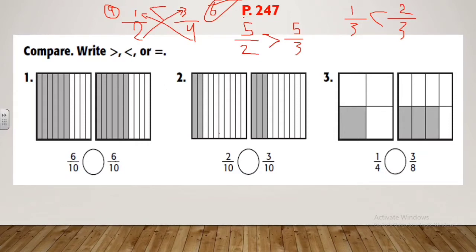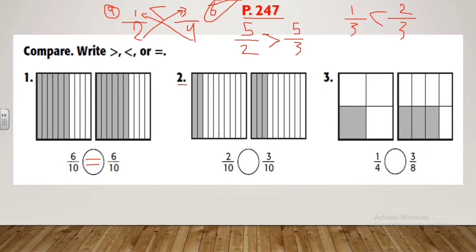So let's get back to the booklet, page 247. Let's see question number 1. And they made a drawing for you to make it easy. Here we have 6/10 and on the other side we have 6/10. Well, if we look at the numerators, we have equal numbers. And if you look at the denominators, we still have equal numbers. So the two fractions are equal.